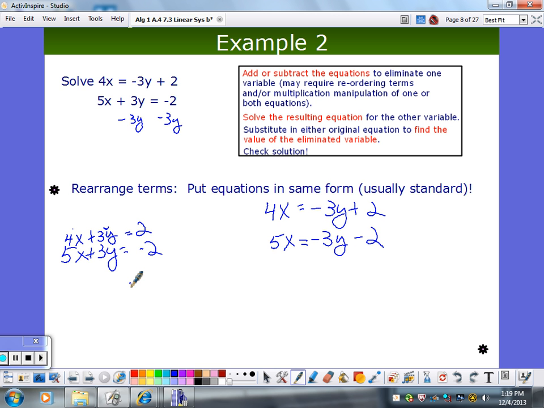All right, so now I'm back to great. They're in the same format. Let's eliminate. I'm looking for opposites. Are these opposite numbers, the 4x and the 5x? No. Are the 3y and the 3y opposites? No. I don't have opposites. However, I do have the same signs. So if only one of these was a minus 3y, wouldn't that be great?